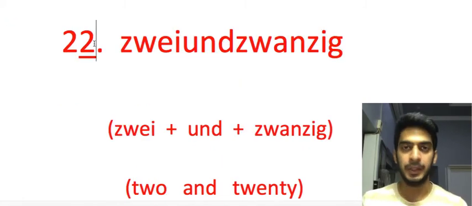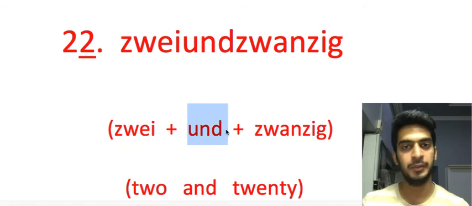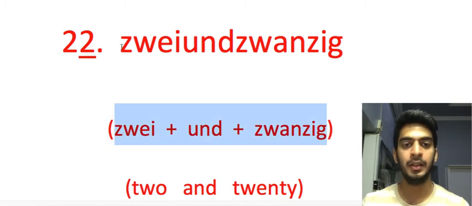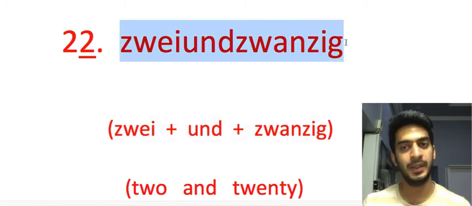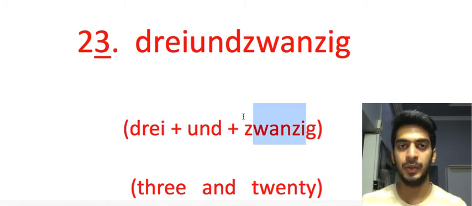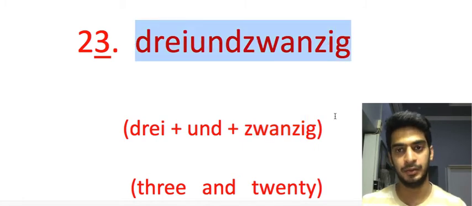Now we have 22. Write the last number first, that is zwei, 2, then und, which means and, then zwanzig, that is 20. When we combine this, we get zweiundzwanzig. Now, 23, last number, 3, drei, then und, and, zwanzig, 20. When we combine this, we get dreiundzwanzig.